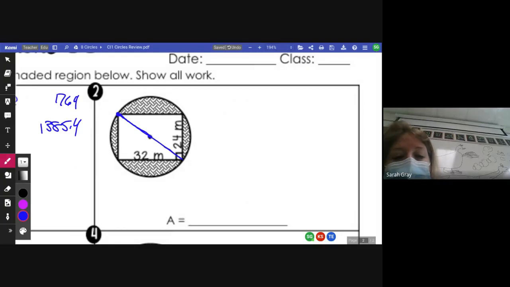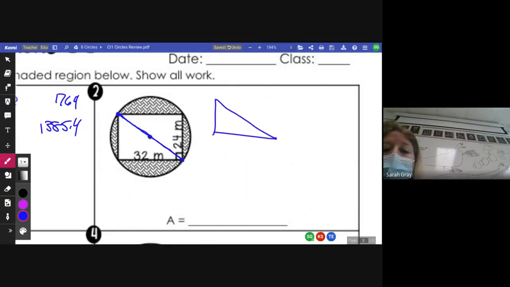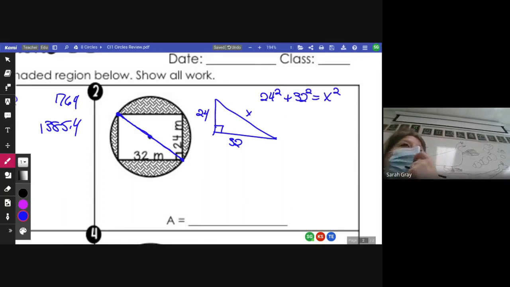If I go the other way also, I have a diameter. And that's what we're going to have to focus on. We're going to have to find that diameter, which is the same as the hypotenuse of this right triangle. Okay, so we're going to do Pythagorean theorem. Short plus medium equals long. A squared plus B squared equals C squared.